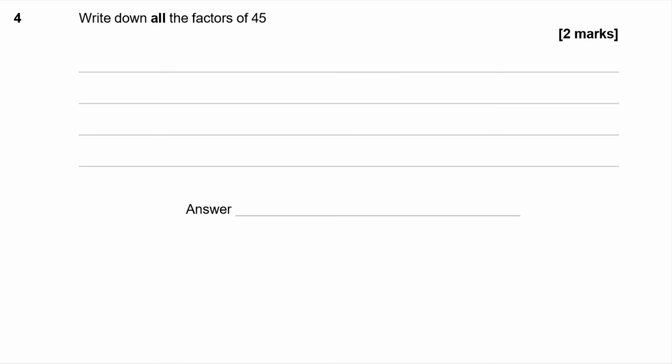Question 4. Write down all the factors of 45. So I tend to do these in a little tree. So I put 45 at the top, and then I start with 1. Does 1 go into 45? Yes, it does. Does 2 go into 45? No, because it's odd. Does 3 go into 45? I think it does. 3 into 45 goes 15 times. Does 4 go into 45? Nope.